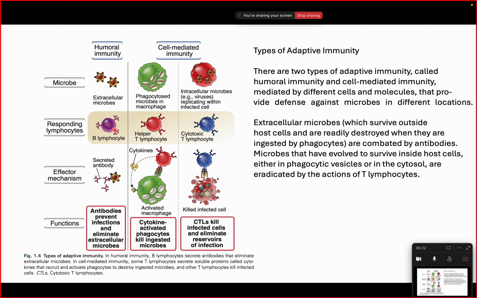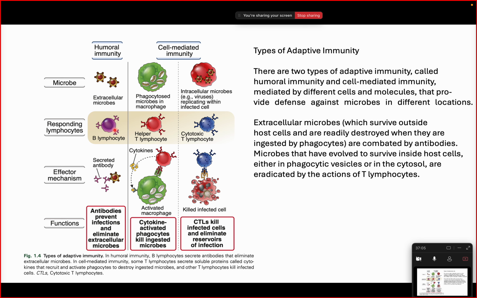So these are the basic components of humoral immunity. In humoral immunity, the microbe is of extracellular type. The responding lymphocyte is the B lymphocyte. The effector mechanism is the use of antibodies. And how are antibodies performing the function? They are preventing the infection and eliminating the extracellular microbe by different means: neutralization, opsonization, complement activation, all these things.